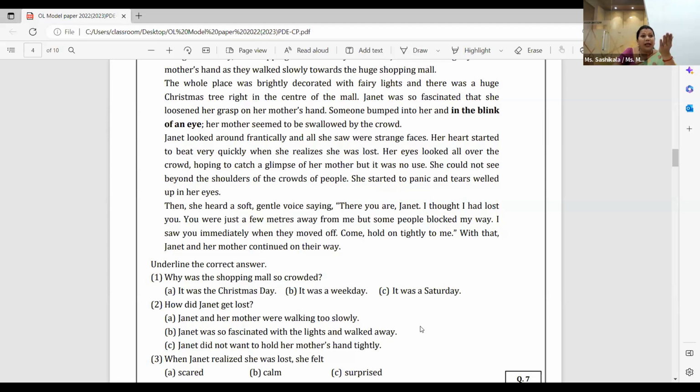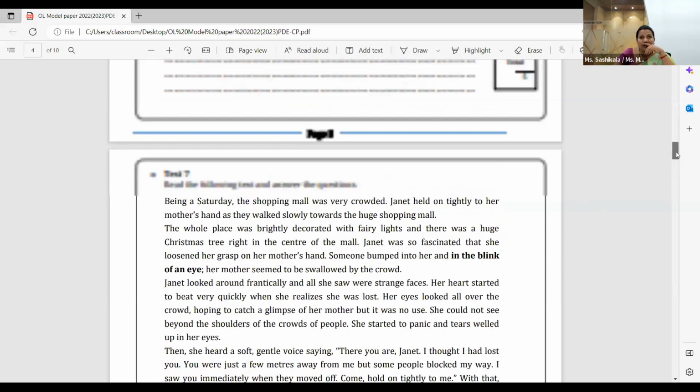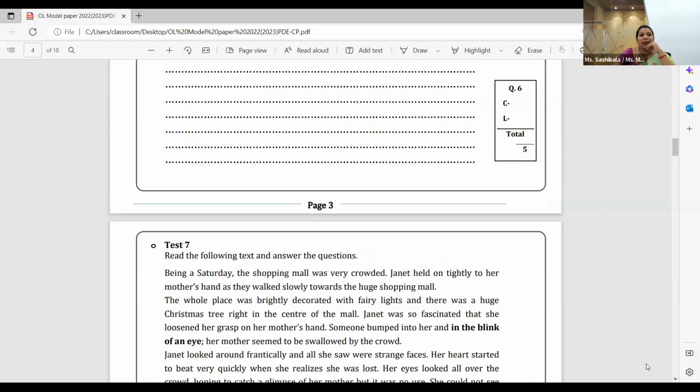How? Right? So we have to find the answer for that. Let us go through the text. Now see, when you go through the text, in the first paragraph, Jane was so fascinated that she loosened her grasp on her mother's hand.